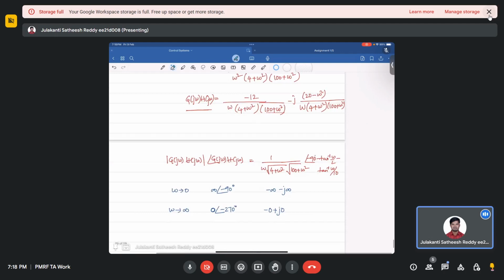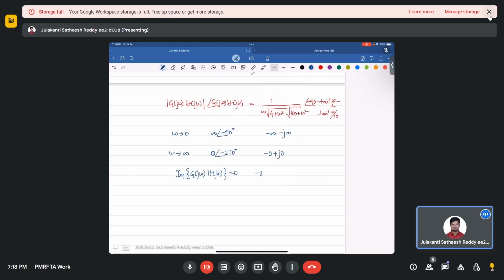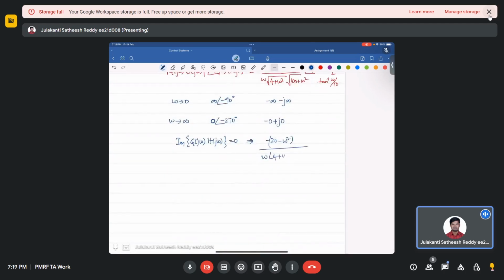If you make the real part 0, is there any chance this part will become 0 other than at omega tends to infinity? If you make this equal to 0, one chance is omega tends to infinity, and another is that it becomes 0 if omega square equals 20. So make the imaginary part of g of j omega h of j omega equal to 0. Then minus 20 minus omega square by omega, times 4 plus omega square, times 100 plus omega square, must be equal to 0. Then omega comes to be plus or minus root 20 radians per second.